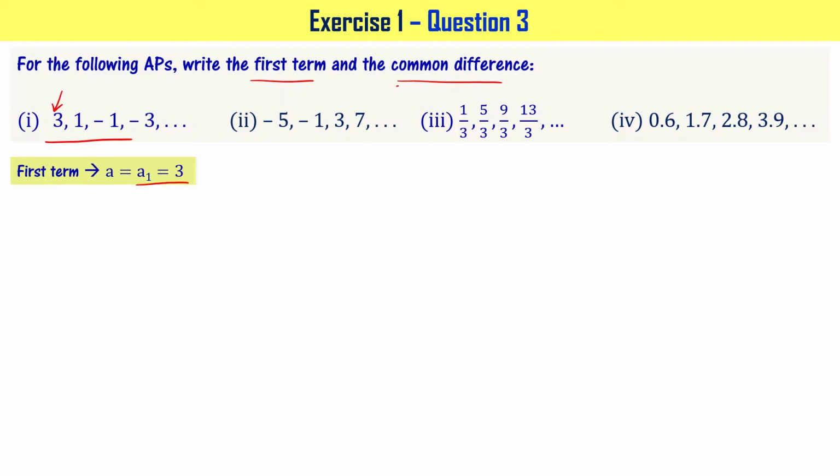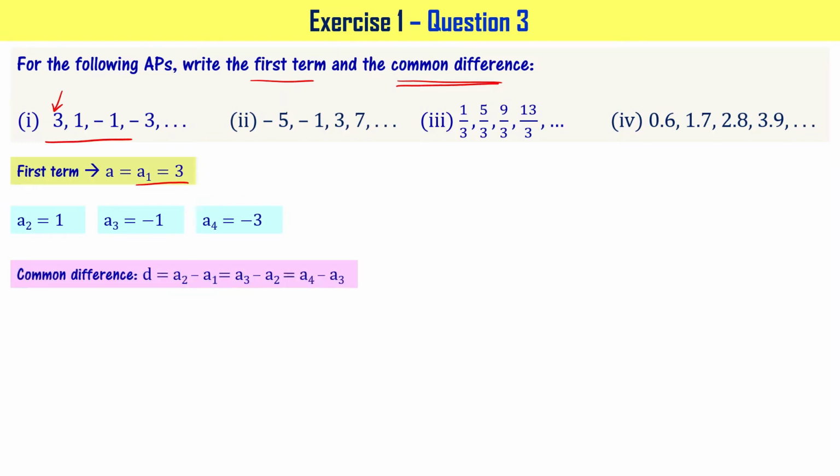Now we have to find the common difference. It means we have to know what are the values of A2, A3, A4 and so on. A2 is 1, A3 is minus 1 and A4 is minus 3. We know common difference is defined as D equal to A2 minus A1, or that is equal to A3 minus A2, or you can say that is equal to A4 minus A3. You can take any of the pairs and get the difference.